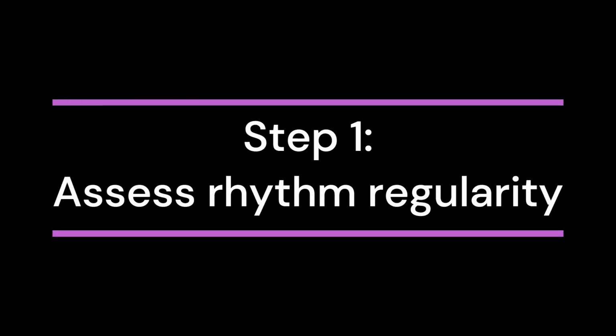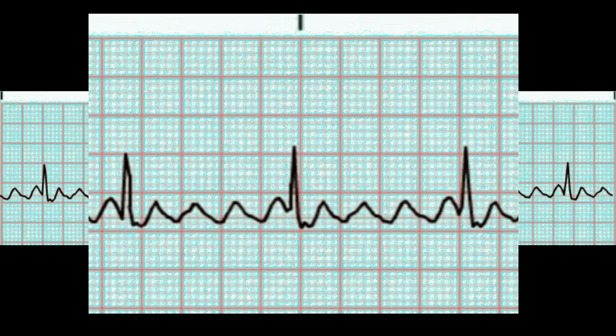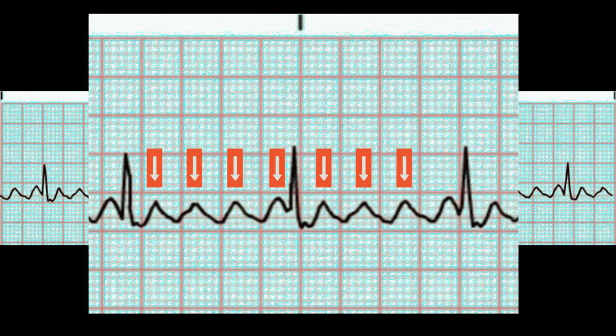Let us do an analysis of atrial flutter. Step 1. Assess the regularity of the rhythm. Despite having the P waves exhibit a rapid rate, the atrial rhythm remains regular, as do the QRS complexes.